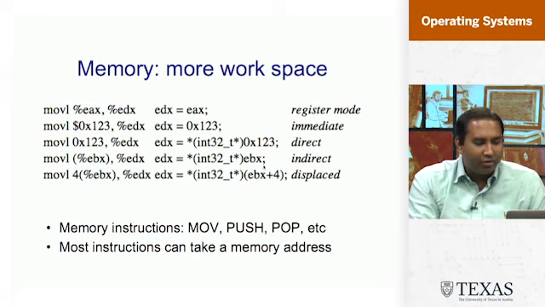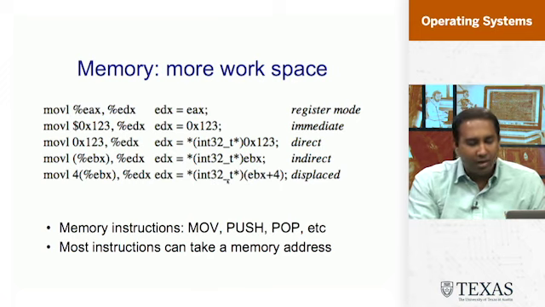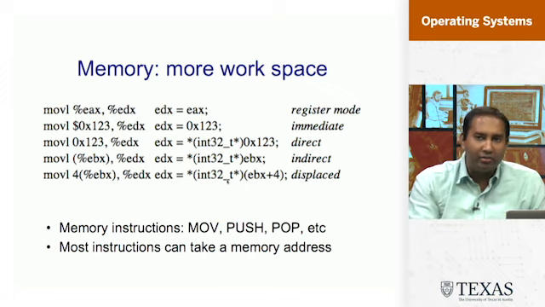And finally, you also have relative displaced mode. So for example, you could say EBX is 124. Add 4 to 124, or whatever is in EBX, and fetch the address from there. This is useful because a lot of what we do is relative. We won't be dealing with absolute addresses, but rather with relative addresses a lot in our programs.